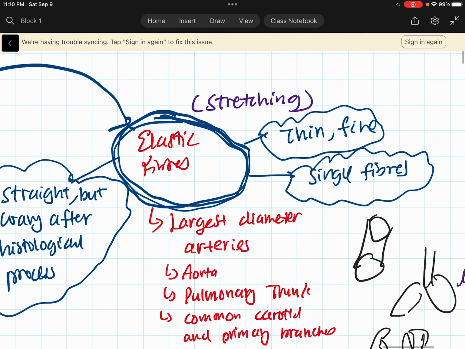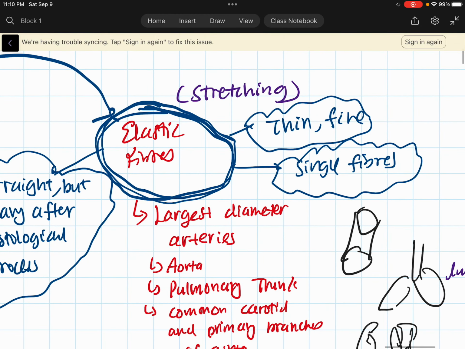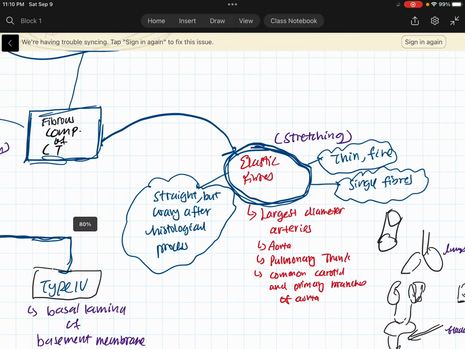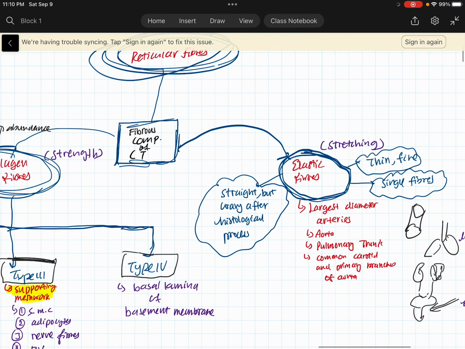And more regarding the appearance is that it is thin, fine, and you can usually find it in single fibers. And to relate to the elastic fibers regarding its function, it is usually for stretching. Now, where can you find these elastic fibers? You can find them in the large diameter arteries, the aorta, the pulmonary trunk, and the common carotid and primary branches of the aorta. And that concludes the protein fibers for the connective tissue.